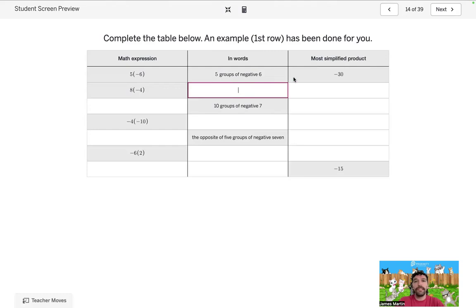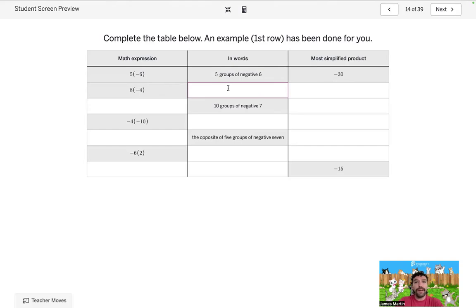So the first one has been done for us. It says 5 times negative 6 gives us 5 groups of negative 6. So that means we have negative 6, 5 times. Well, 6 times 5 is 30, so 5 groups of negative 6 is negative 30. If this was difficult for you, we're going to use this information provided above to help us fill out the rest of the table. So here we have 5 times negative 6, and then the bottom one is 8 times negative 4.